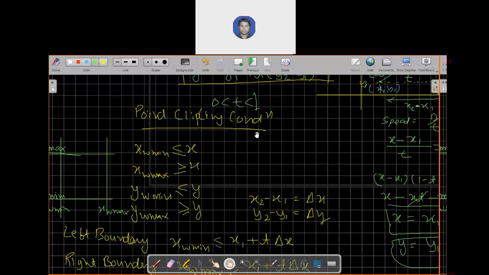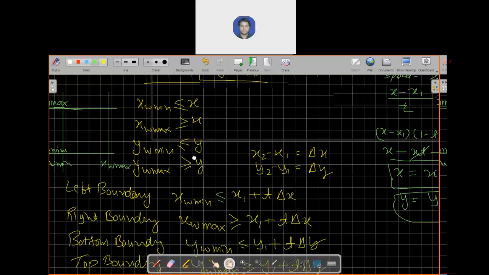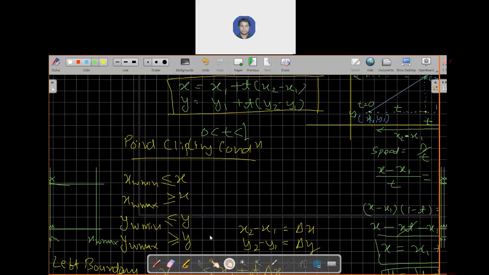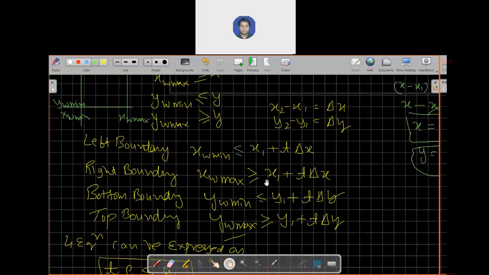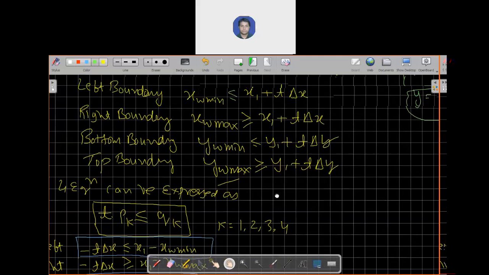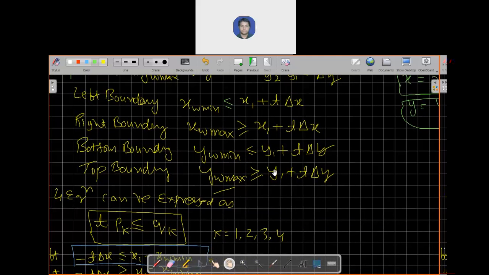So these are the conditions: if your point is inside the clip window, these are the four inequalities. First check the left boundary, then the right boundary, then the bottom boundary, then the top boundary. I have not done anything new. I just put the value of this equation into these four inequalities. These are the four inequalities conditions. Just put the value, and I changed these four inequalities into a common form.